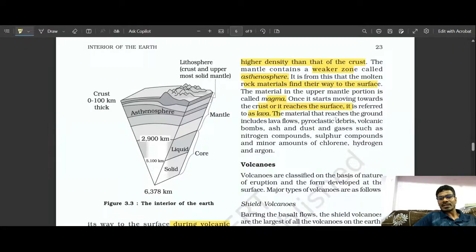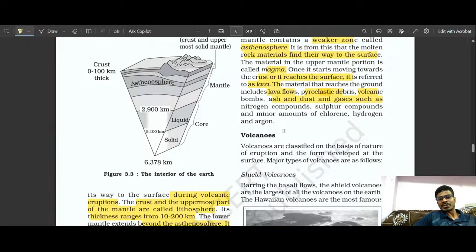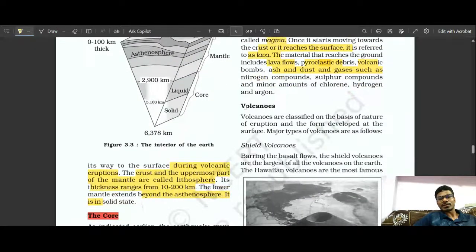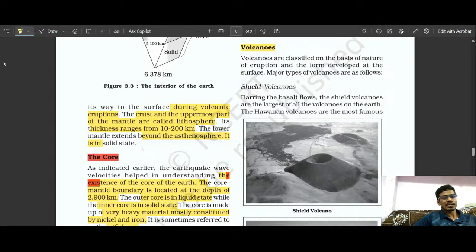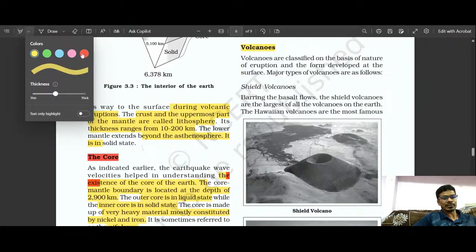The materials that reach the ground include lava flows, pyroclastic debris, volcanic bombs, ash, dust, and gases such as nitrogen compounds, sulfur compounds, minor amounts of chlorine, hydrogen, and argon. Volcanoes is another topic that we have here.